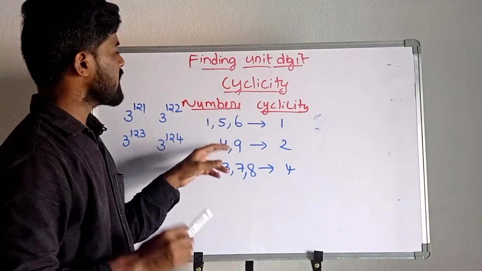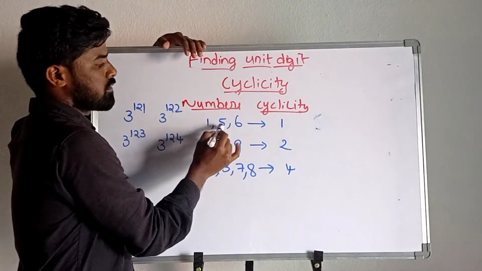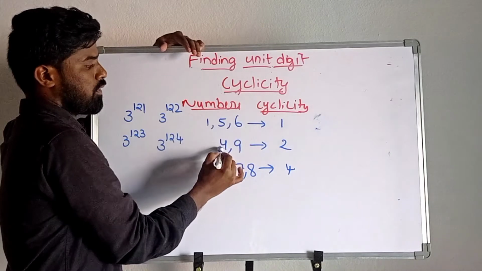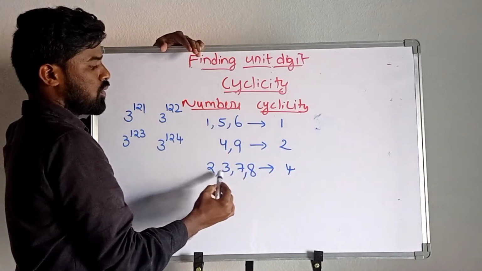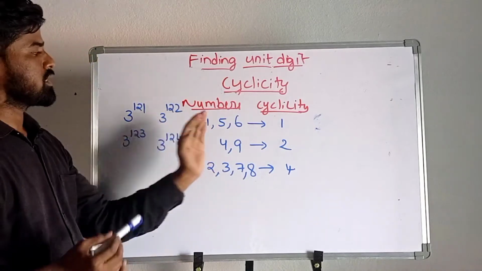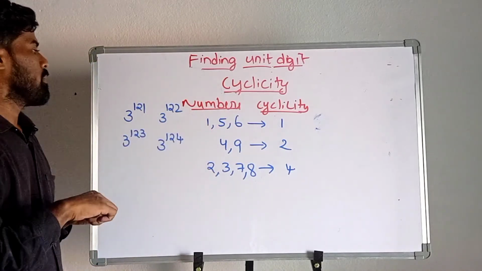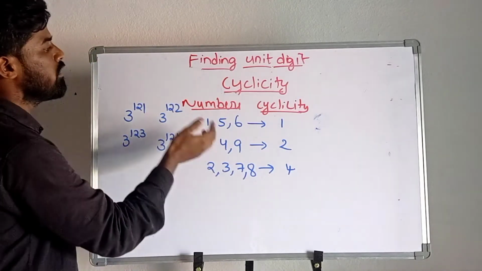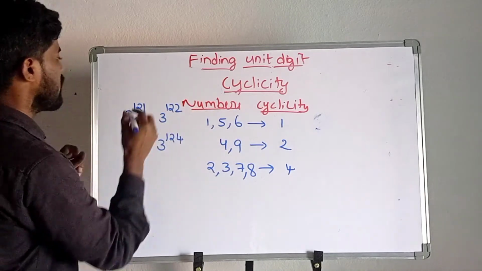From this concept we can say that the cyclicity of the numbers 1, 5, 6 is 1, of 4, 9 is 2, and of 2, 3, 7, 8 is 4. We have to remember this. Let's see how we use this concept in finding the unit digit.